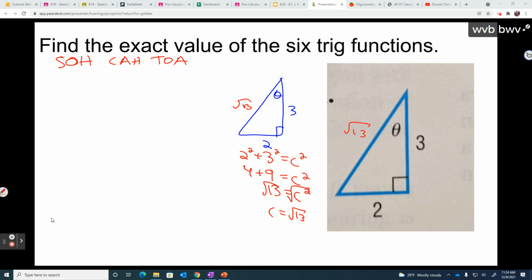And then we just go through and do our 6 ratios. Generally, it's always easiest just to start with sine, because that comes first in your SOHCAHTOA. Sine of theta. Now, since our theta is up here, the opposite side is down here. Opposite is 2. Hypotenuse is always the side opposite of the right angle, so it's the square root of 13.